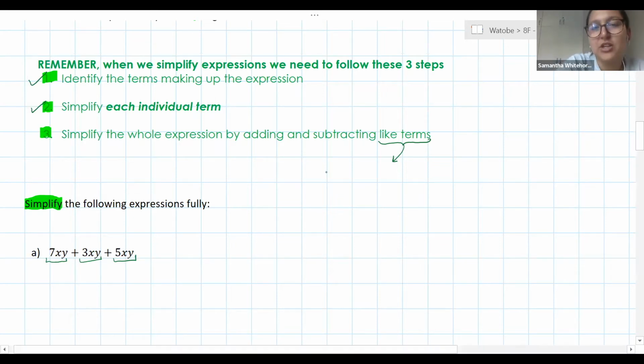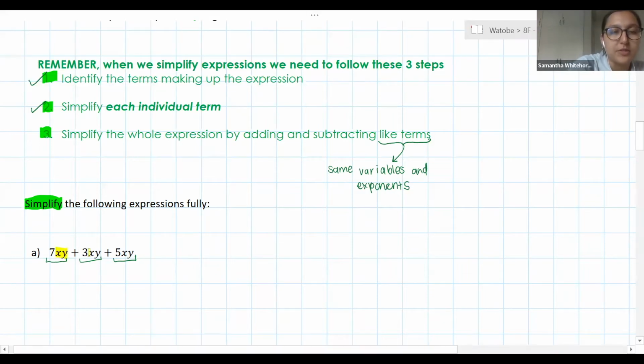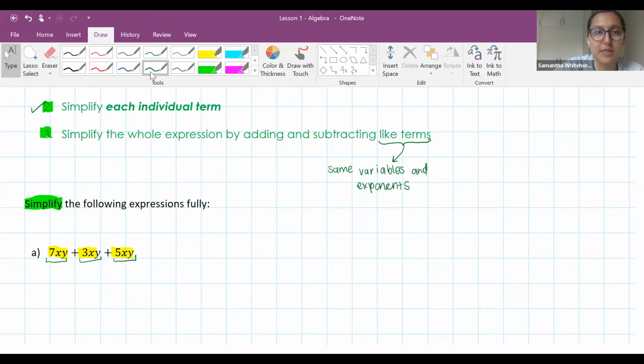Excellent, well done. So like terms are terms with the same variables. Importantly, when we do start working with exponents, it'll be the same variables and exponents. But essentially what we're looking for is that they have the same variable or groups of variables in them. So if we go back to A, we can see that all of these terms have the same group of variables. They all have an x, y. And so what that means is that all of these terms are like terms. And so that means I can just add them together.